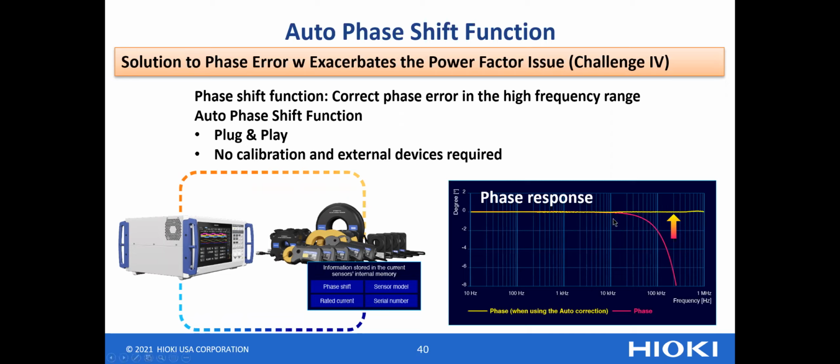Here you can see phase response characteristics, and the red line is the original current sensor's phase response characteristics. From 10 kilohertz, the error increases, and the automatic phase shift function corrects the error, and the line changes to the yellow line. So you can achieve a flat frequency response.